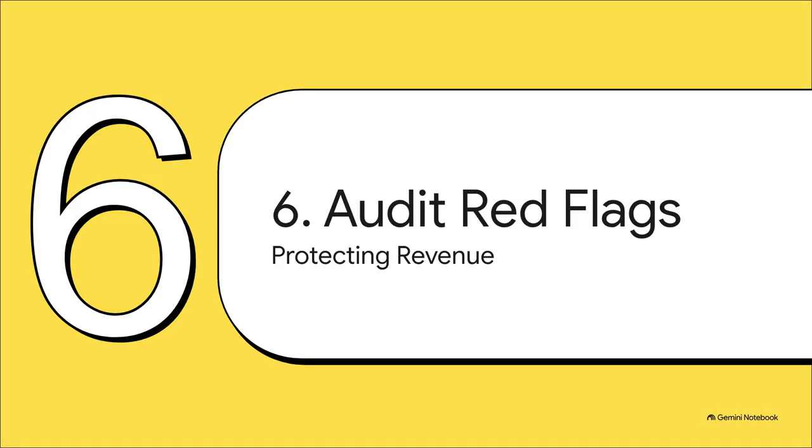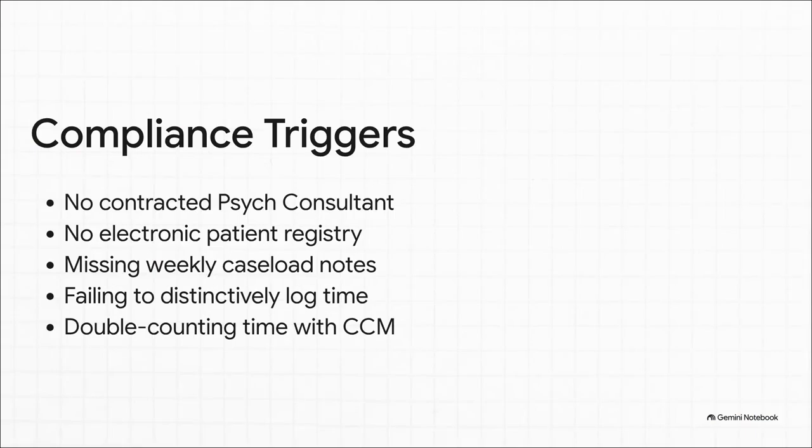Finally, we arrive at Section 6, Top Audit Red Flags. Let's talk about protecting your practice from those dreaded denials. Let's talk compliance, because this is where people make incredibly expensive mistakes. If an auditor comes knocking and sees CoCM billed without a formal documented psychiatric consultant relationship, or they notice you're operating without an electronic patient registry to track outcomes, you are looking at immediate clawbacks.